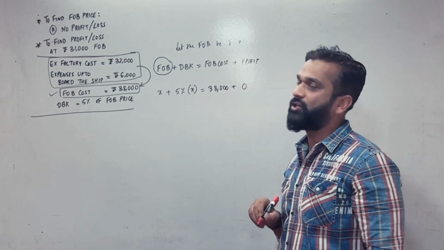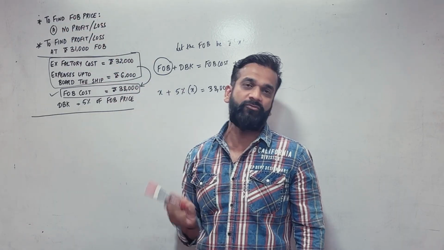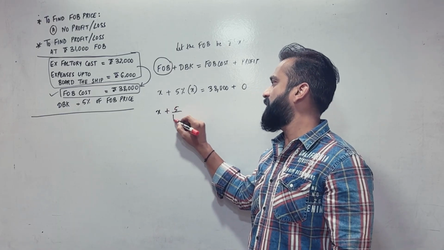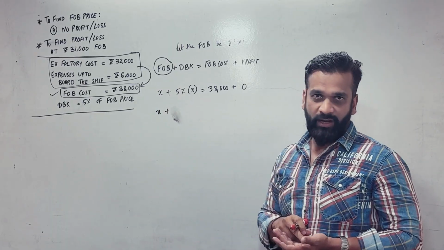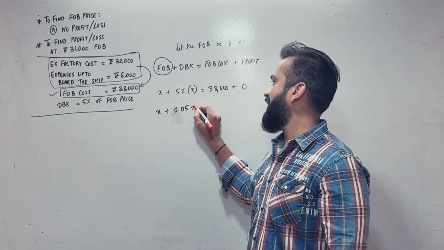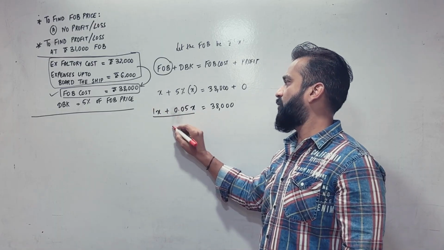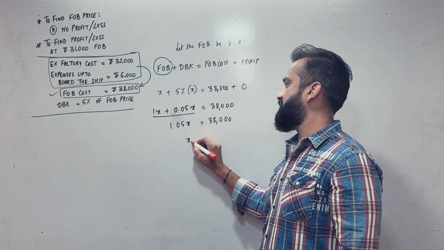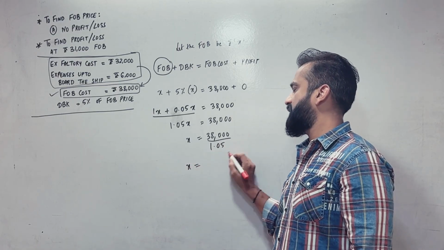Plus the profit is 0, because the first question says find FOB price when there is no profit or no loss. That means the profit is 0. So I will write X plus 5%, which means 5 upon 100, or you can take a calculator and divide 5 by 100, you will get 0.05X, is equal to 38,000. Therefore, 1 plus 0.05 is 1.05X is 38,000. Therefore, X is equal to 38,000 divided by 1.05. So you get this answer.